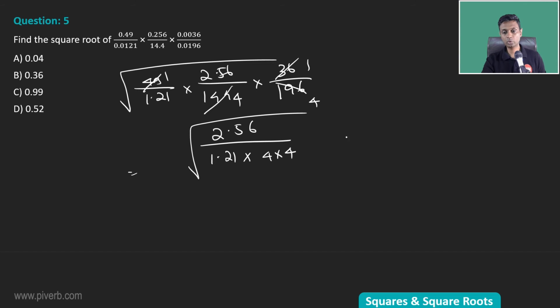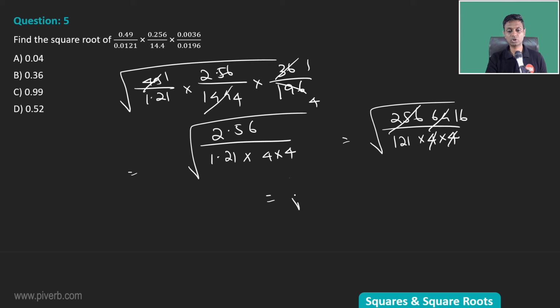Brilliant. This we're going to further call the square root of 256 by 121 into 4 into 4. 256 by 4 is 64. 64 by 4 is 16. So the square root of 16 by 121, which is 4 by 11.